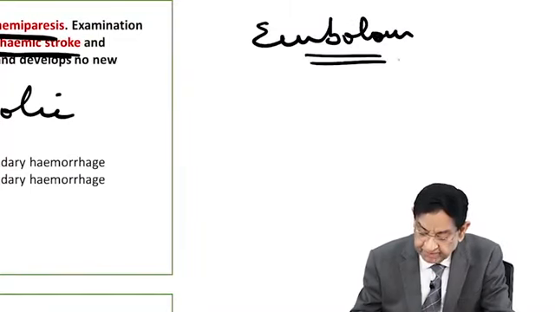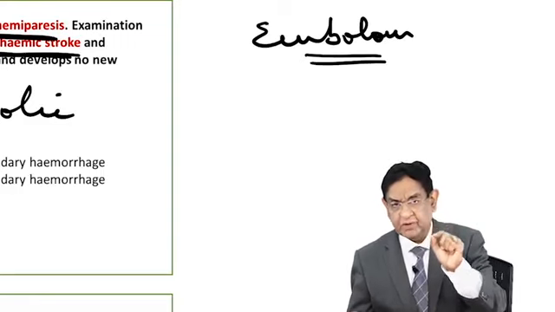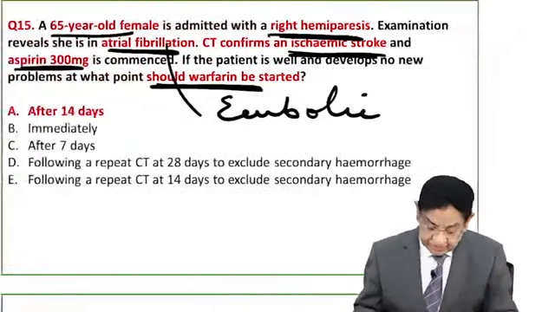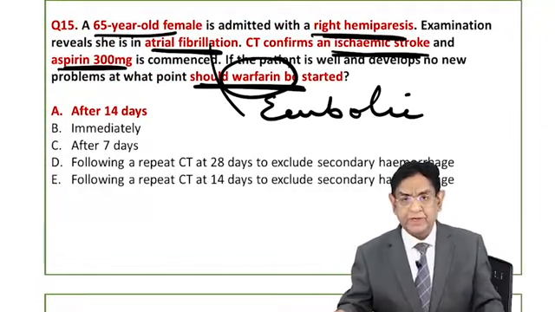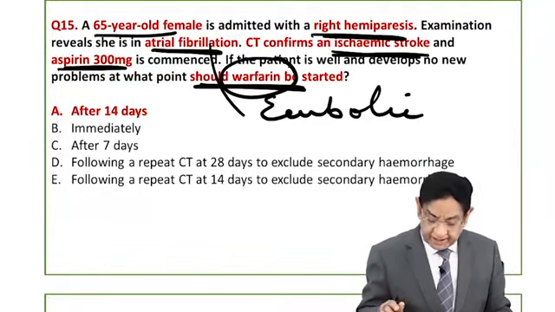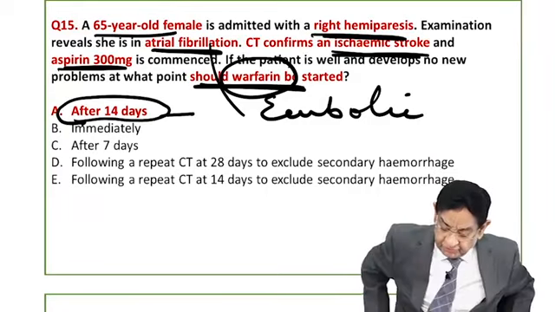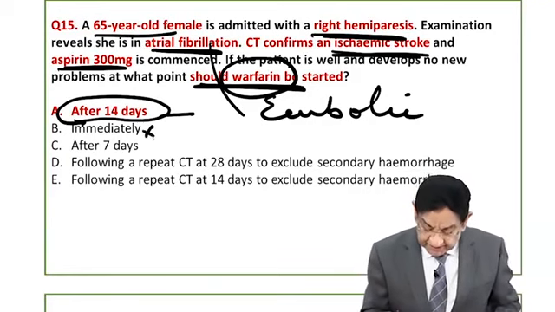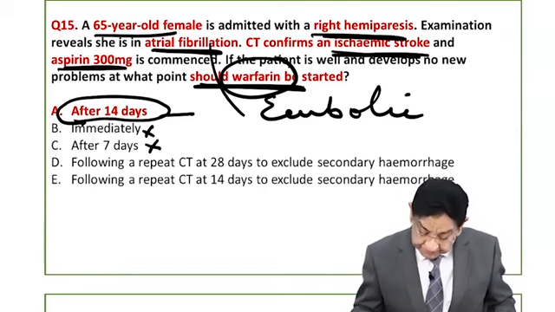Embolus must have come from AF. We want to take care of the embolus in the AF. It should not come. So for this we want to give warfarin. Point to be noted, if you have to start anticoagulant, start after 14 days. Very, very important line. We never start immediately. We never start after 7 days. It has nothing to do, okay, nothing to do.